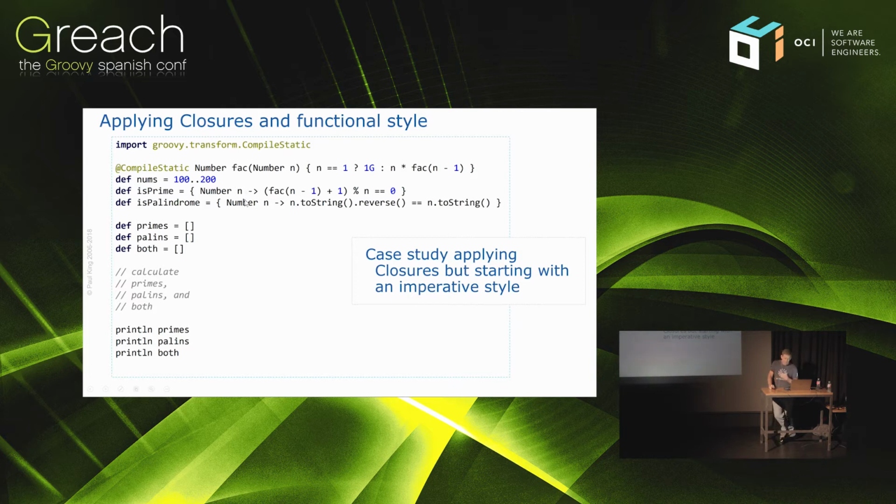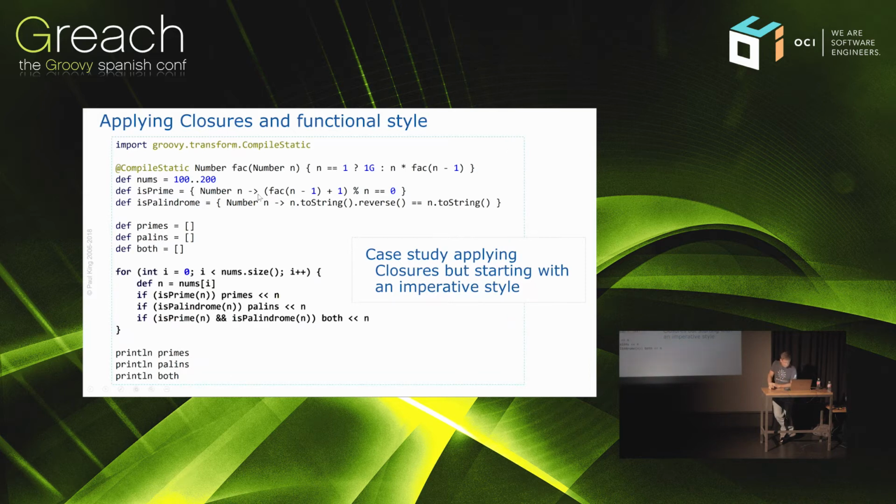If we were thinking empirically to start with, with a sort of imperative mindset, we'd create a little for loop, walk our way through the numbers, and we've got some mutable collections here that we might make use of. As we walk through, we do our prime check, do our palindrome check, and start stashing them away into our collector collections, and then we can print out the results when we finish. So that's a perfectly valid way of doing it.